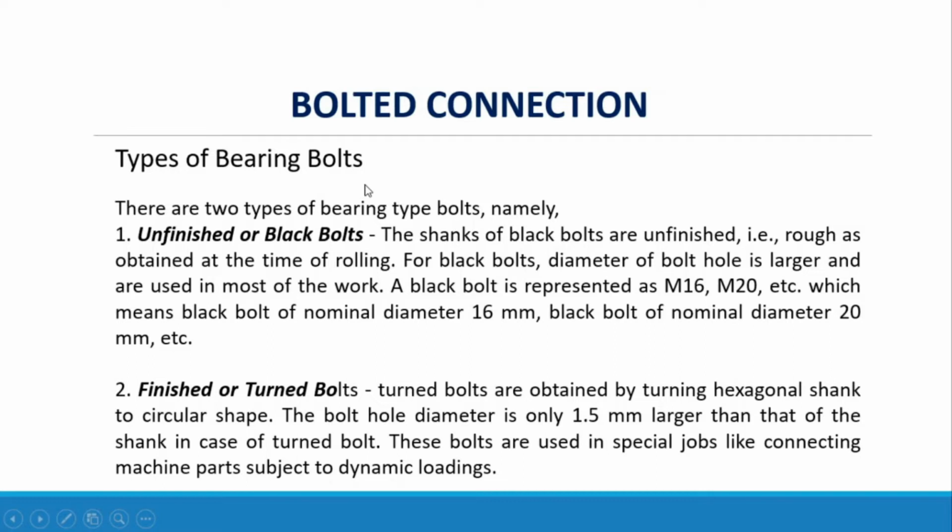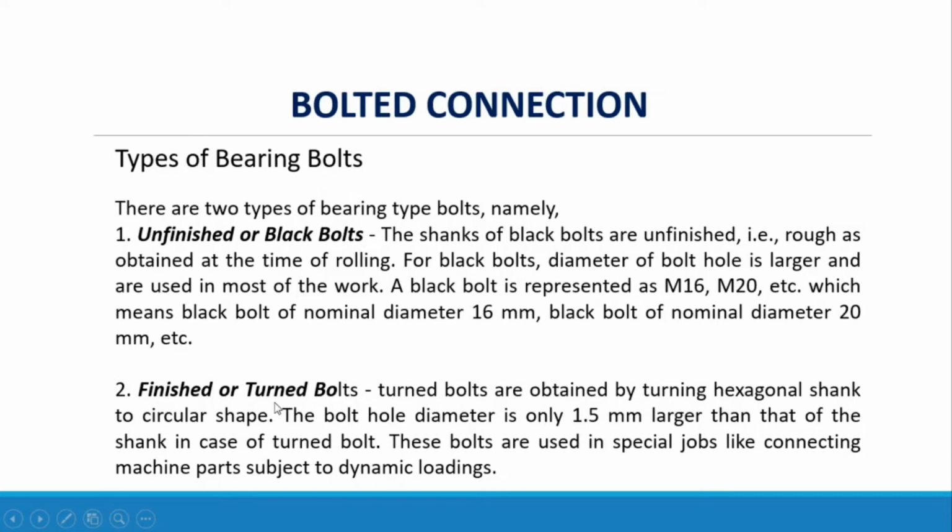Types of bearing bolts. There are two types of bearing type bolts, namely unfinished or black bolts. The shanks of black bolts are unfinished, as obtained at the time of rolling. For black bolts, the diameter of the bolt hole is larger, and they are used in most of the work. A black bolt is represented as M16, M20, etc., which means a black bolt of nominal diameter 16 mm, a black bolt of nominal diameter 20 mm, and so on and so forth.